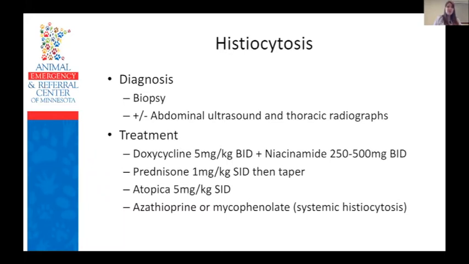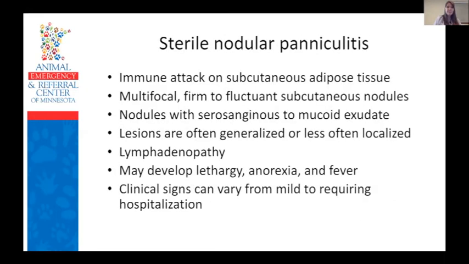Treatment is actually very similar, but if you have systemic histiocytosis, which has a poor prognosis, you might have to add in a cell cycle drug like azathioprine or mycophenolate. And then last of the nodular skin diseases is sterile nodular panniculitis.